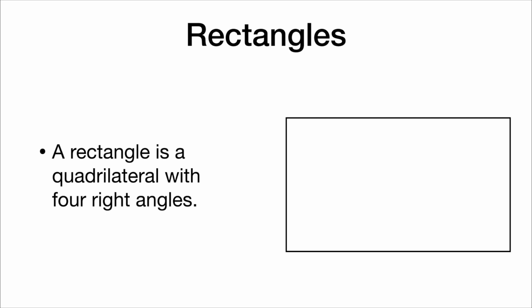Now, it's important to note all rectangles are also parallelograms because all the rules that we talked about in the last video still apply. Opposite sides are congruent, opposite angles are congruent, and consecutive angles are supplementary because 90 plus 90 still gives us 180.